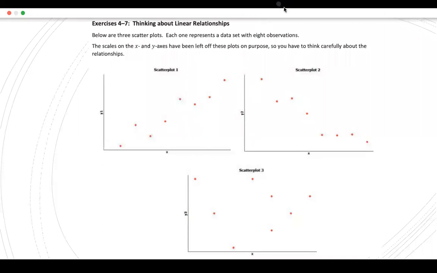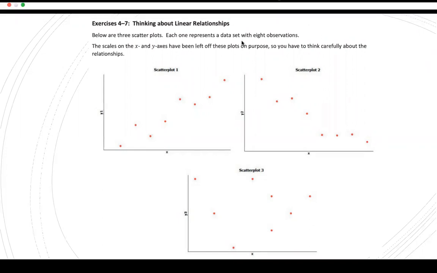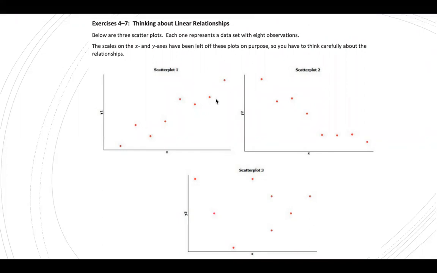So it says below are 3 scatter plots. Each one represents a data set with 8 observations, the observations being each red point that is plotted there. The scales on the X and Y axis have been left off these plots on purpose, so you have to think carefully about the relationships. It's not telling you what it is describing, but it does have 3 different scatter plots and sets of points plotted.